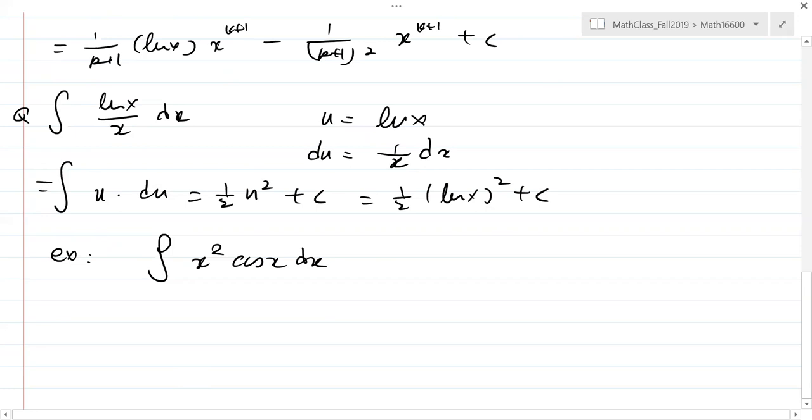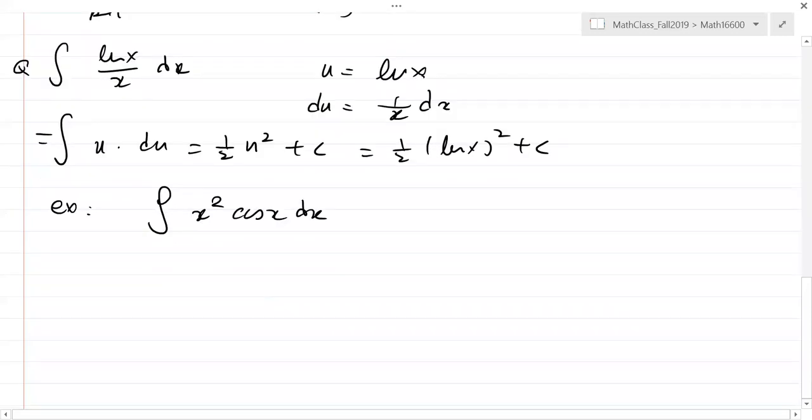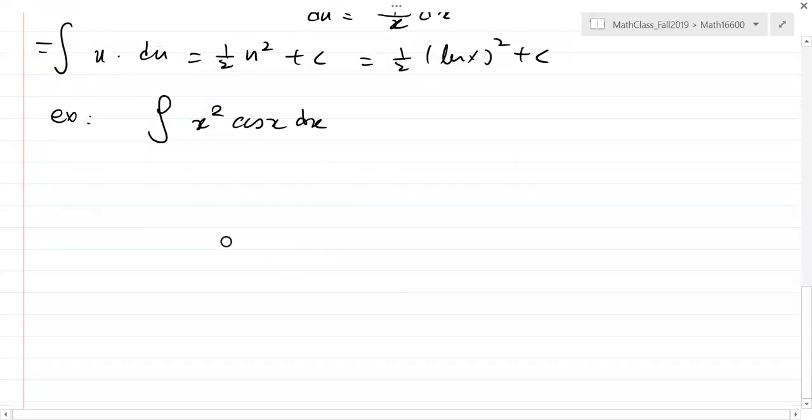Okay? So think about how to use integration by parts to solve the problem. I think the idea is to reduce the power of x. X squared, then becomes x, then nothing, then just the integral of cosine x, then you can evaluate, okay? I'm not going to discuss this here in the class.